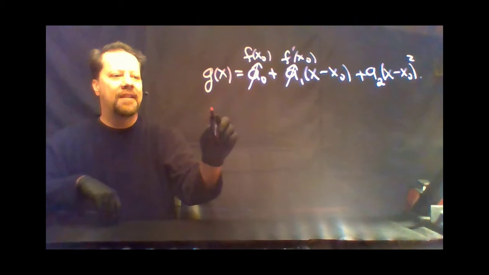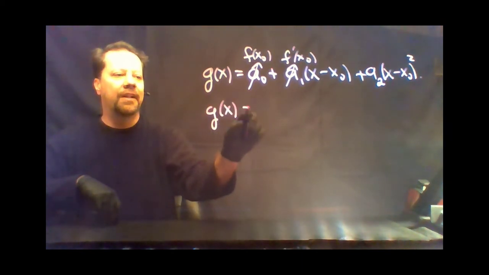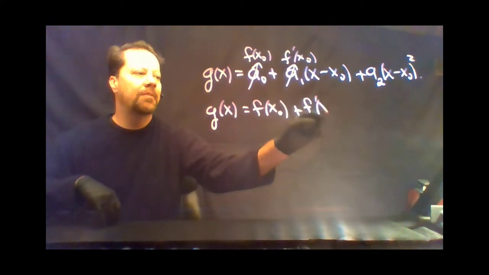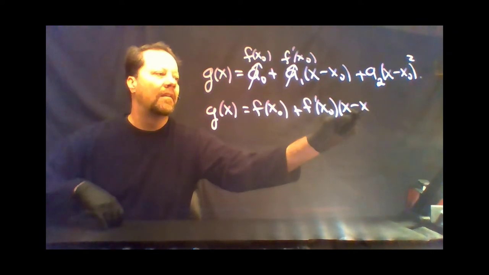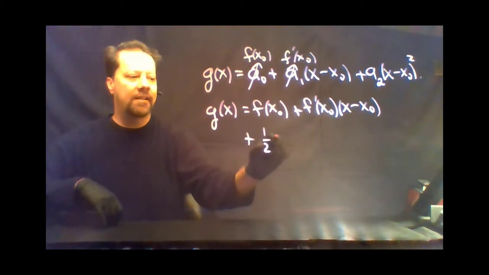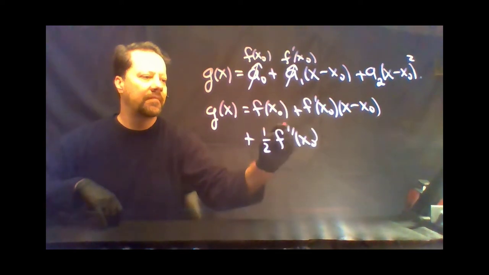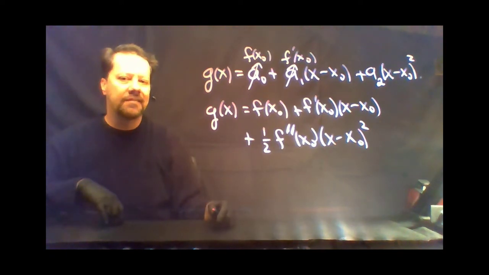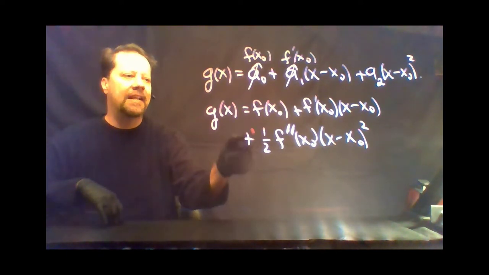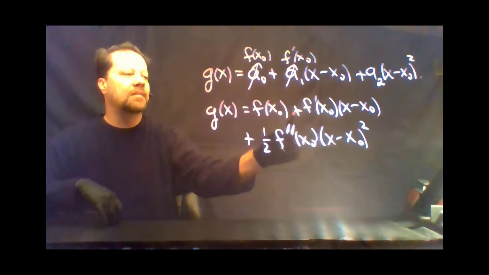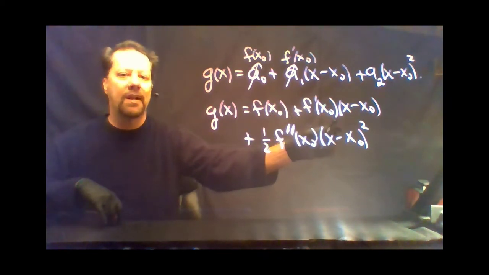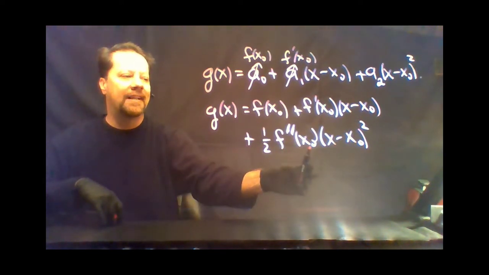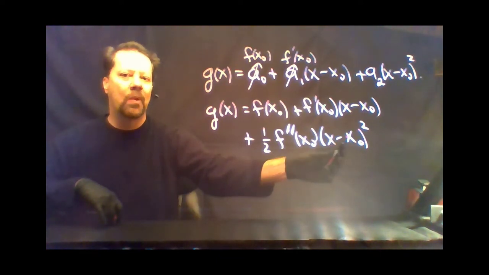It follows that if we seek a quadratic function that matches the function value of a given function f, the slope, and the concavity at a single point x naught, then that polynomial is given by f of x naught plus f prime of x naught times the quantity x minus x naught plus 1/2 f double prime at x naught times x minus x naught quantity squared.